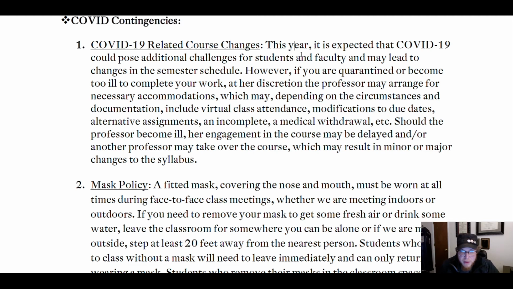Should the professor become ill, my engagement in the course may be delayed, and/or another professor may take over the course, which may result in minor or major changes to the syllabus. So just so you know, if something happens to you where you have to go into quarantine and you can't come to class, I'll do whatever I can to make it work. Something hypothetically could happen to me. Here is a contingency plan that says another professor might step in to complete what I've started in here, just so you know.